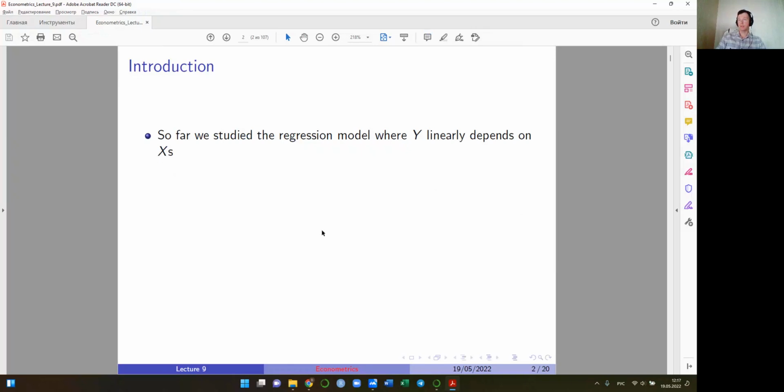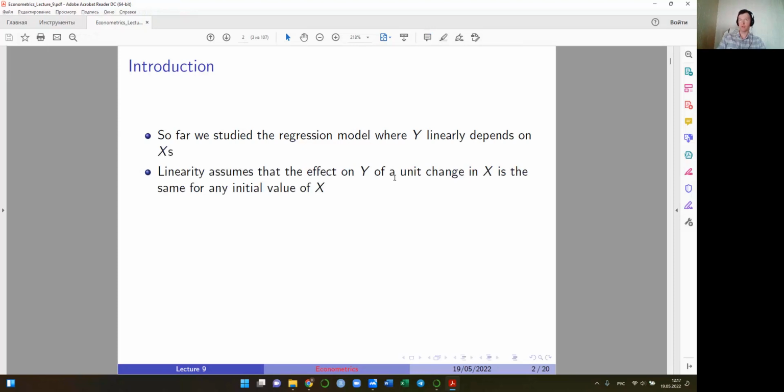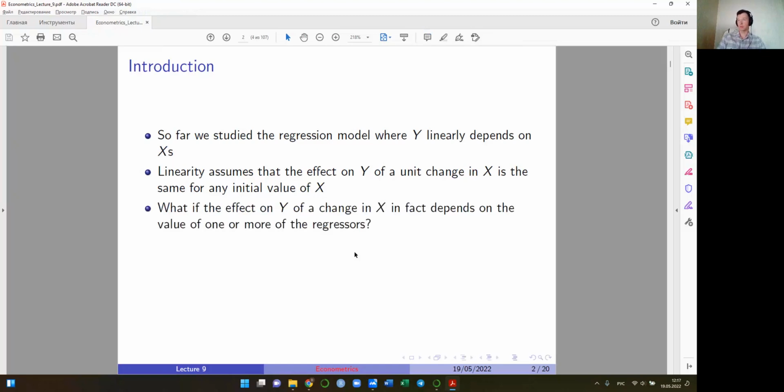So far we studied the linear models where the effect on y of a unit change in x is constant. Well, we never allowed this causal effect to change depending on something. In reality, it is not always true. In reality, these causal effects might change depending on different variables. And now the question is, what if this causal effect changes? And it might depend on one or more of the regressors.